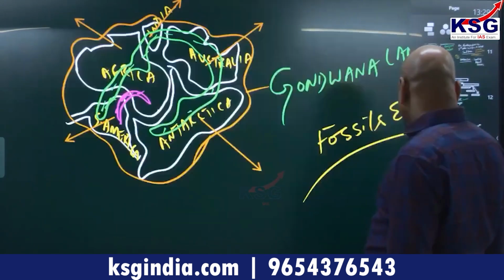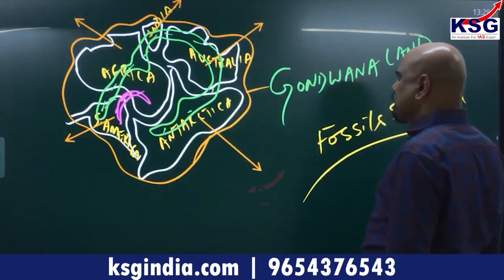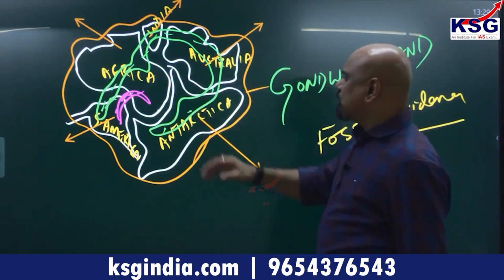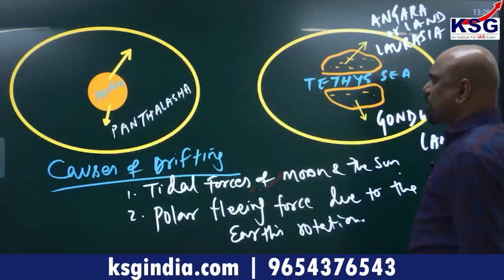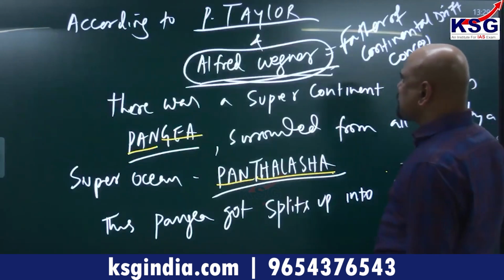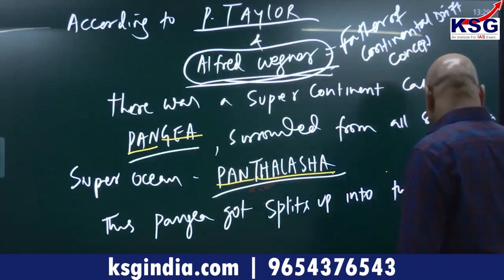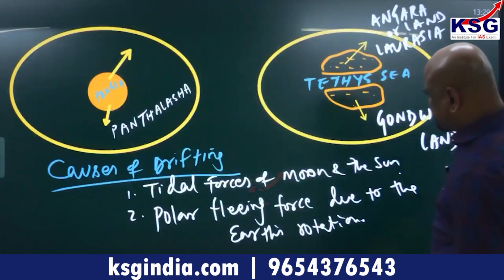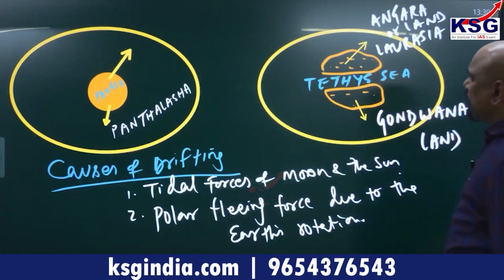Now I am saying, in these particular regions, the continental drift concept, drifting of the continent, is given by Alfred Wegener. Prior to this, Major P. Tyler also gave it. Pangaea and Panthalassa I talked about. Splitting of the continent into two parts, and in between you have the Tethys Sea.